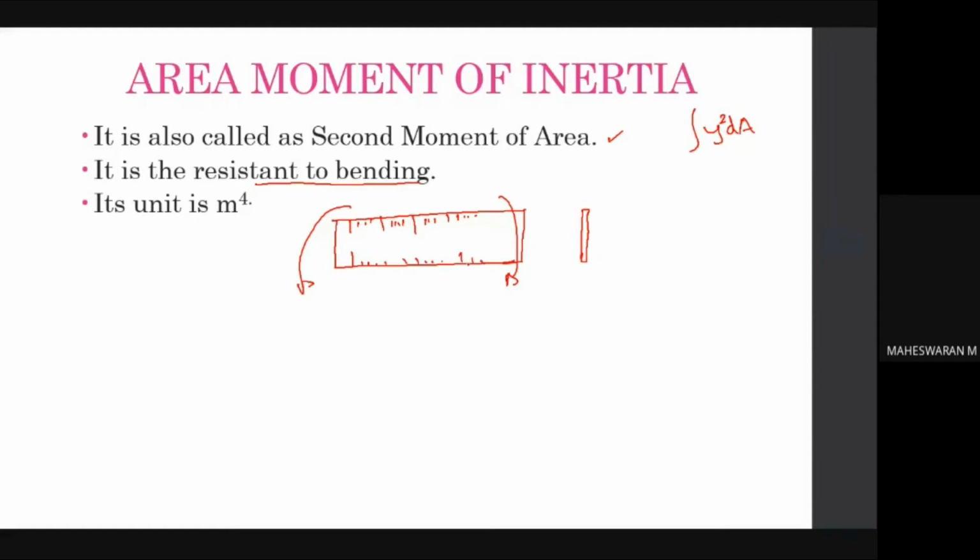Now keep the scale like this and try to bend it. It is not possible. You can't bend your scale, right? Because the moment of inertia for this orientation is very high. High moment of inertia for this.